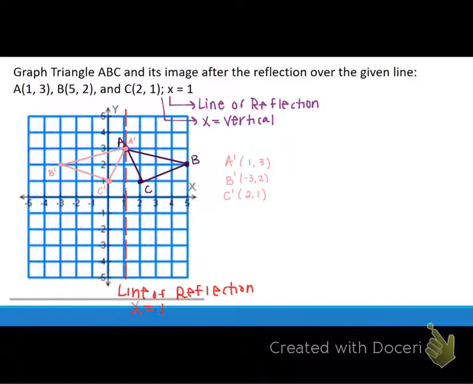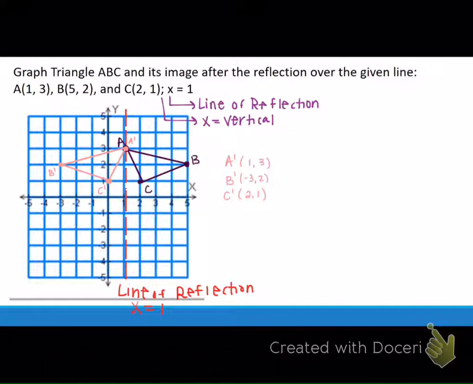Which ones do not change in this case? Which values aren't changing this time? The y, because we're reflecting over x. X is the one that changes. So the distance from 1 to 1 is 0, right? So if you have to go 0 away from that, it's just going to say 1, right?